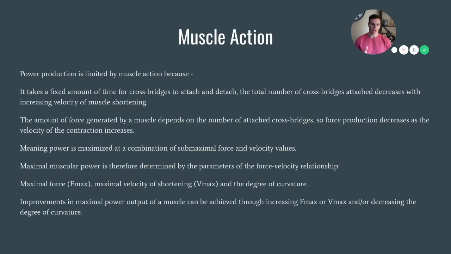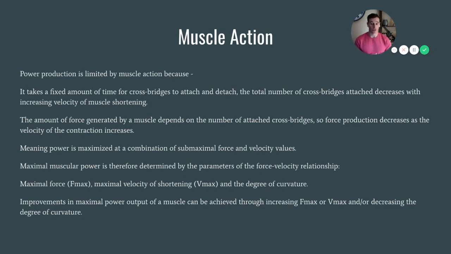So, muscle action. This should be something you guys have already done in the past. If not, make sure you have a good recap on it, because muscle action is a key thing that can limit power production. As a recap, the time it takes for those muscle cross bridges to attach and detach, so again, sliding filament theory, takes a fixed amount of time. So the total number of cross bridges attached decreases with the increased velocity of muscle shortening. If fewer cross bridges can attach and detach because of the short time frame of the movement, then we're going to be able to apply less force.